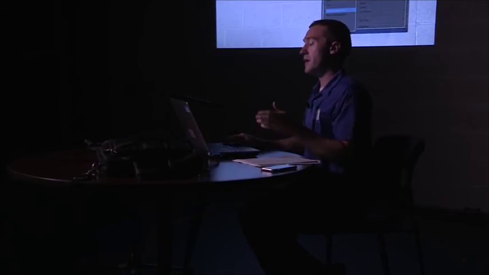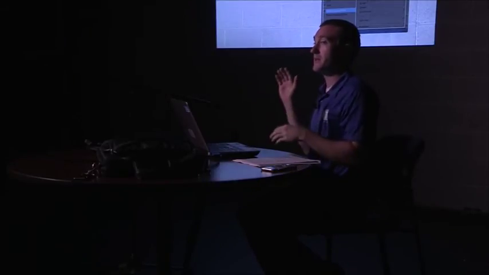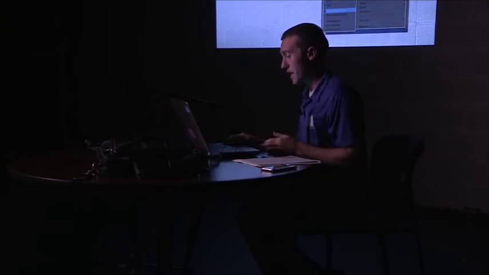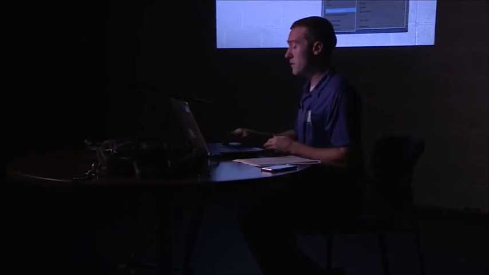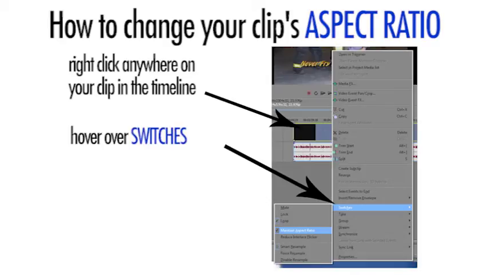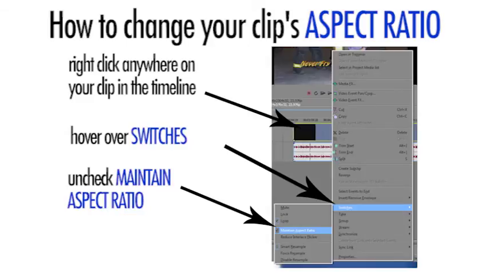So in the timeline, in this case Vegas, but in any timeline that you're going to be working with, you're going to have settings for your timeline, and there's going to be a setting for aspect ratio. I'm going to go over how you do it for Vegas. So you're going to right-click anywhere on your clip, and I'll bring Vegas back up in a second, and I'm going to show you guys how to do this. Click anywhere in your clip, right-click, hover over where it says switches. You don't have to click, you just have to hover over it. And then you want to uncheck where it says maintain aspect ratio. So right here, as you see that it's checked, we want to uncheck this, right?